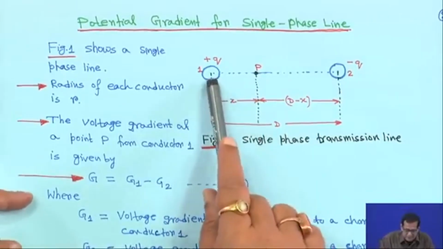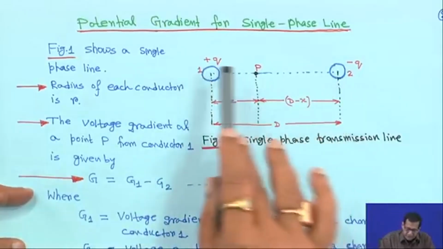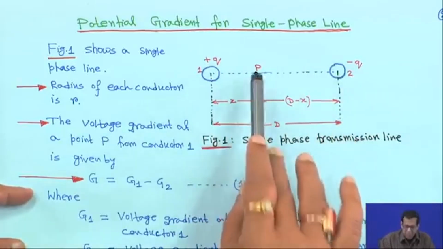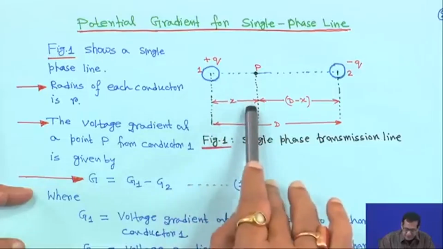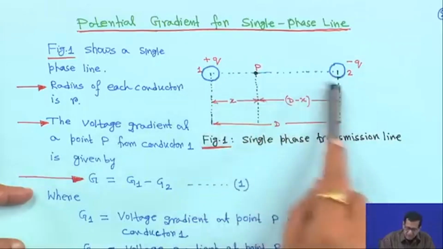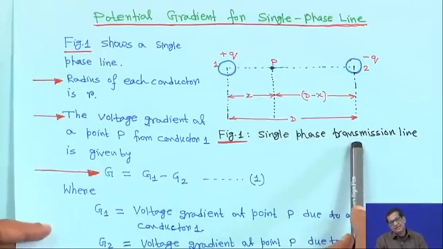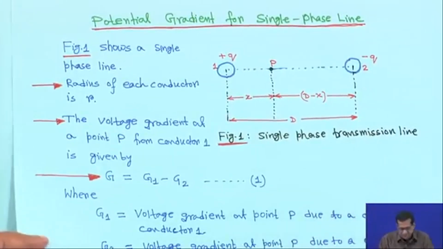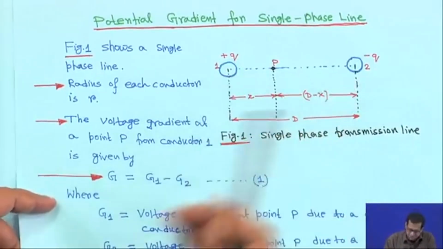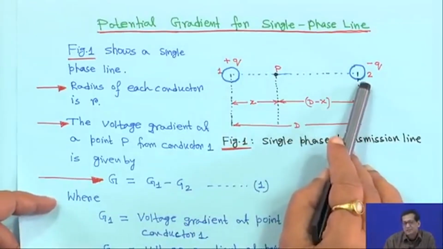So, suppose it is a single phase line. This is conductor 1, this is conductor 2, carrying charge plus q, and hence minus q. Take some point P in between. P is at a distance x from conductor 1, and the total distance between the two conductors 1 and 2 is d. So, if it is x, the other distance will be d minus x. So, there is a single phase transmission line we are considering, and the radius of each conductor we assume is r. If they are different, that has also been covered in your capacitance chapter, right.